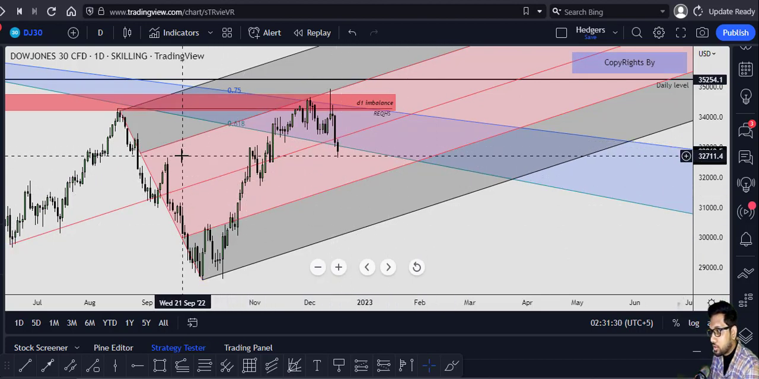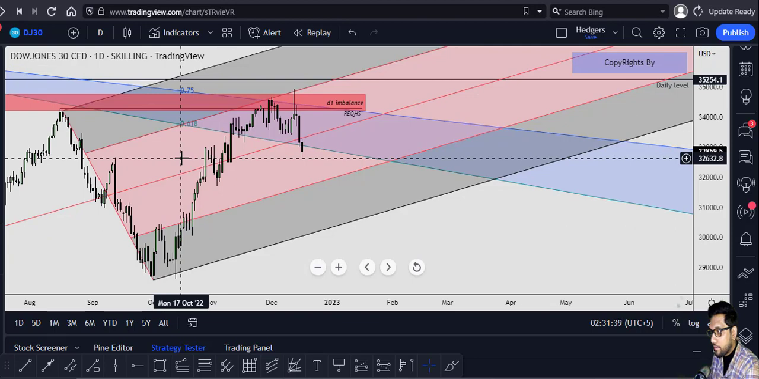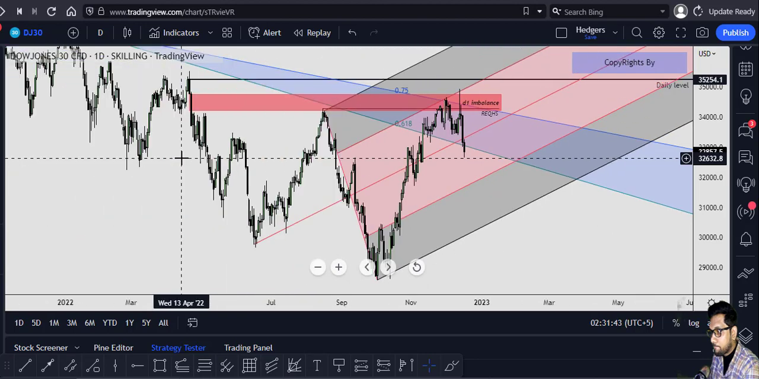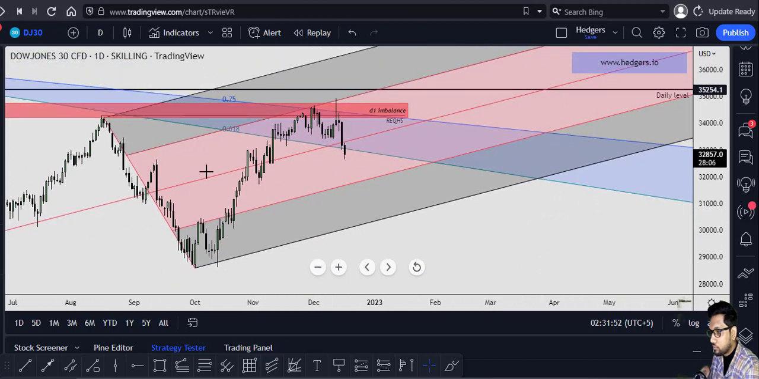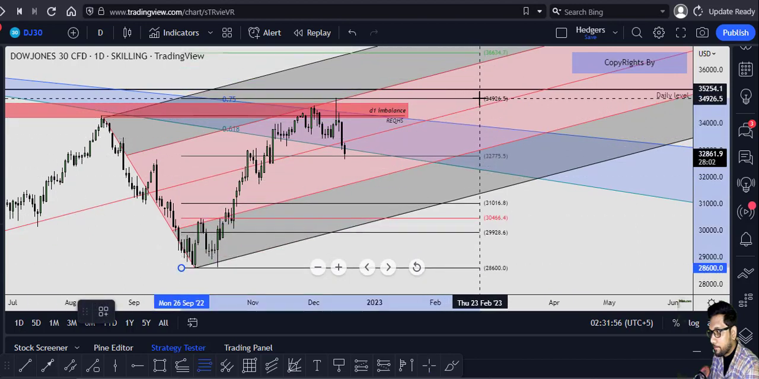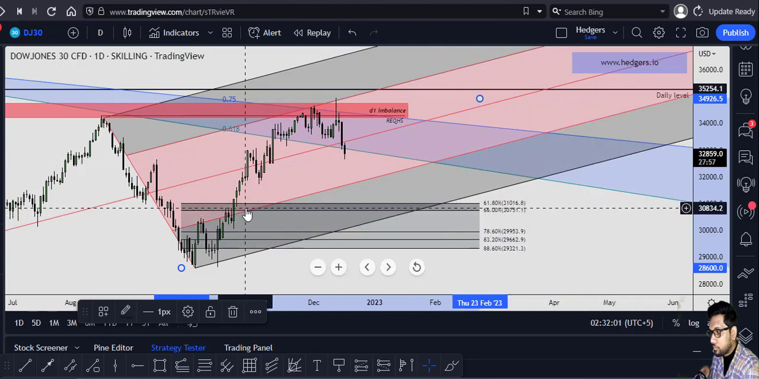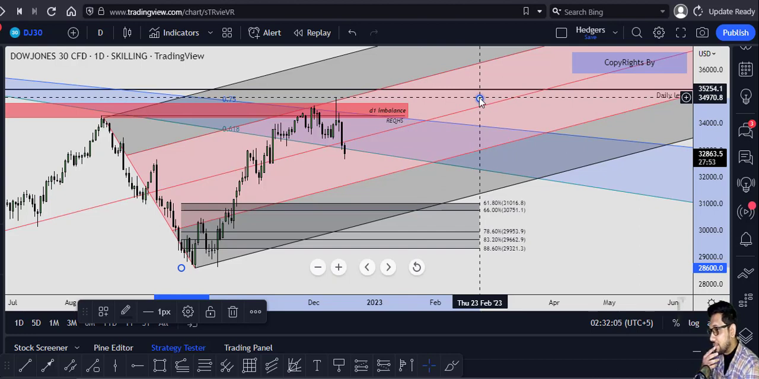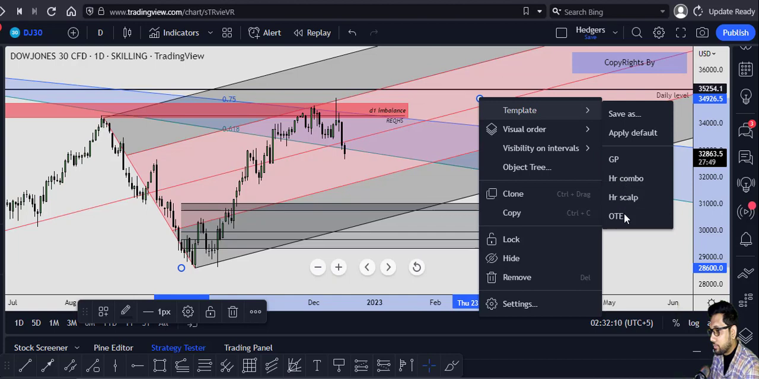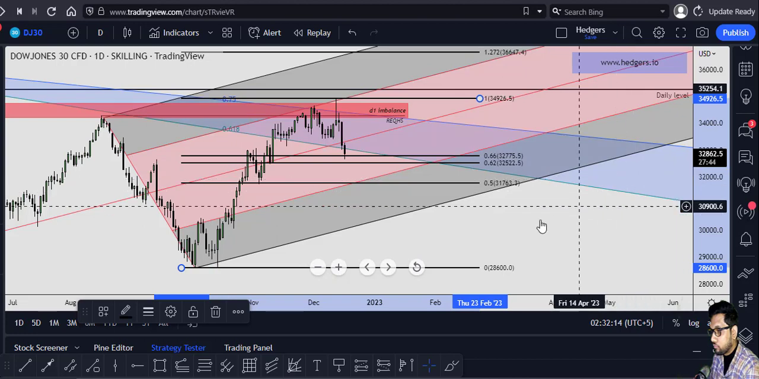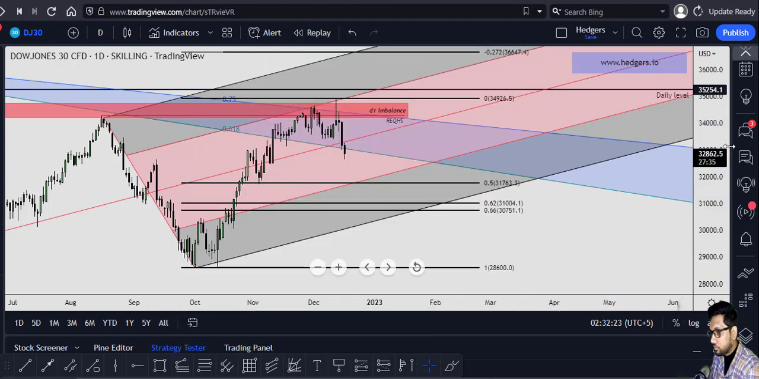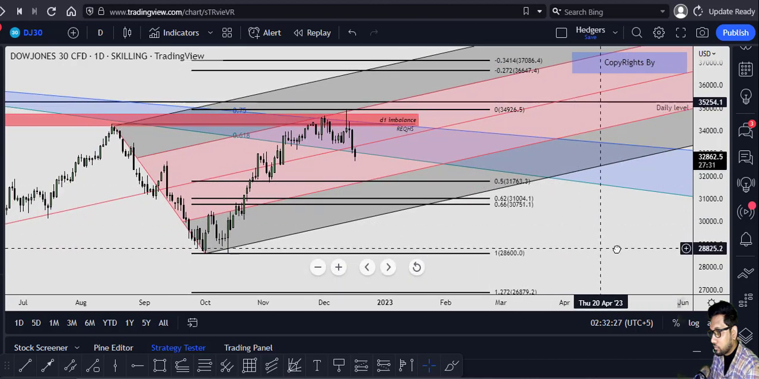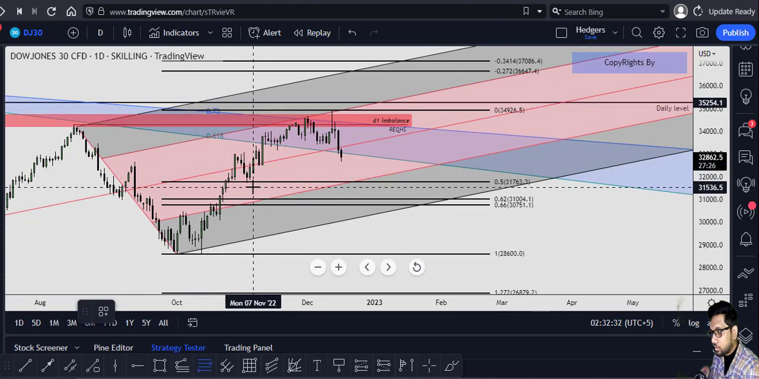I think Dow Jones makes sense for a corrective move to the downside. From this point, let's see.